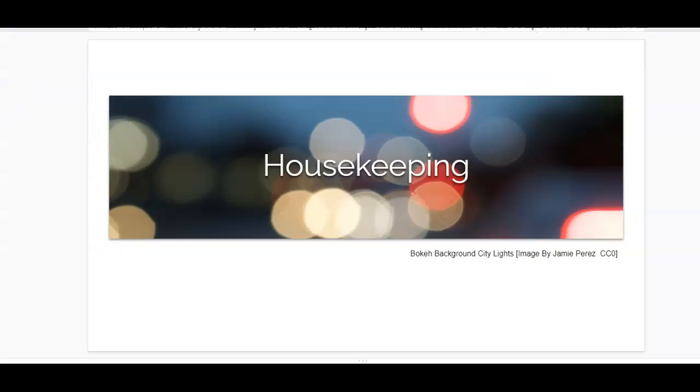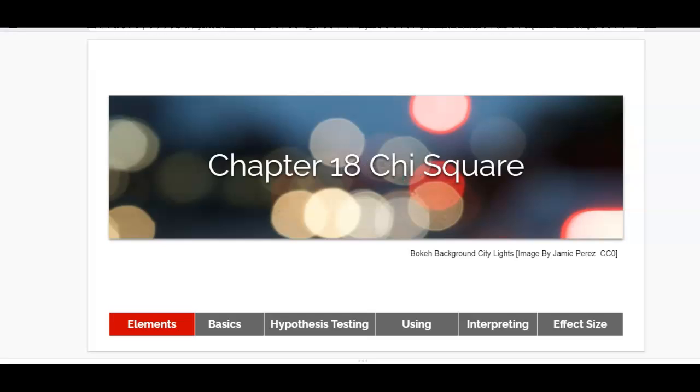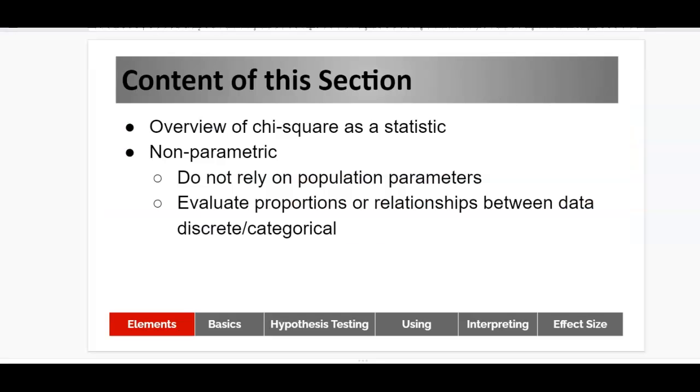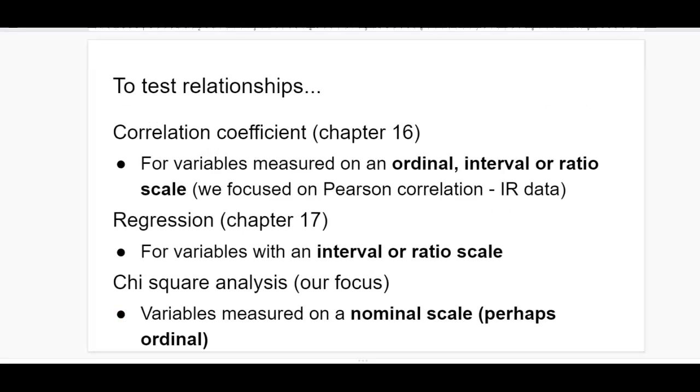So some other things that we are going over, again, you do have these different slides to go over chi-square. Some big things to understand in chi-square is what is chi-square? And so you've got a couple of slides that share it's non-parametric. What does that mean? That means we don't have to rely on population parameters. It is looking at categorical data.